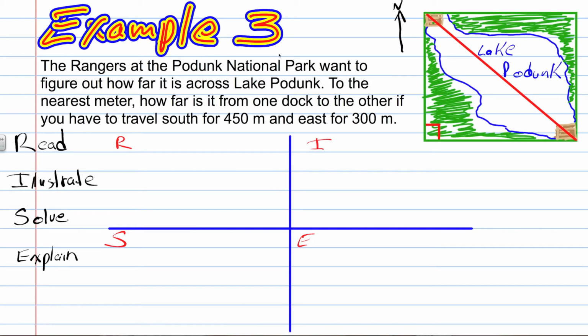In example 3, we're going to be doing some problem solving, and we're going to use the RISE method to do that. We organize ourselves in 4 quadrants where we put the information from reading the problem, then we'll illustrate the problem, then we will solve the problem, and then we will proceed to explain the problem. So let's read the problem and write down some important information, and that very well always should include the question of the problem. The rangers at Podunk National Park want to figure out how far it is across Lake Podunk. So we want to find the distance across Lake Podunk.